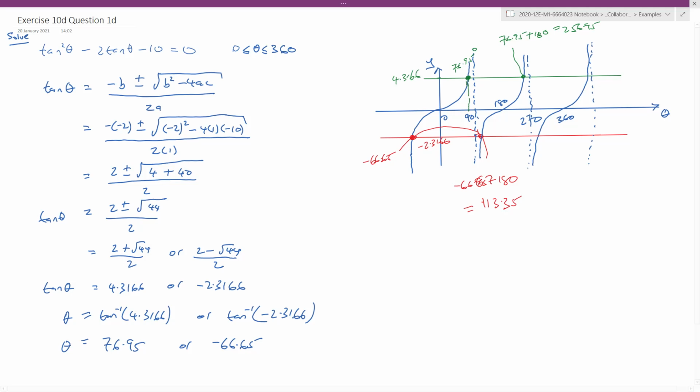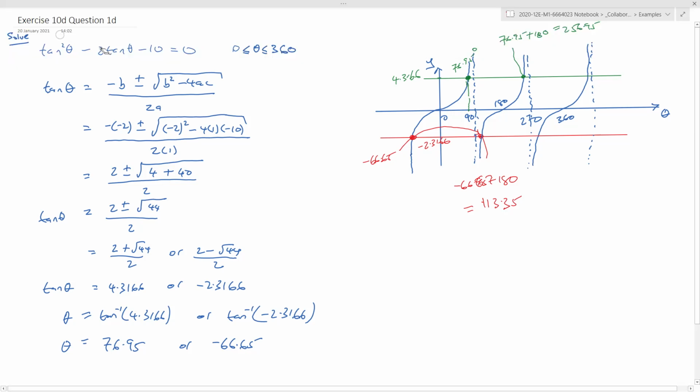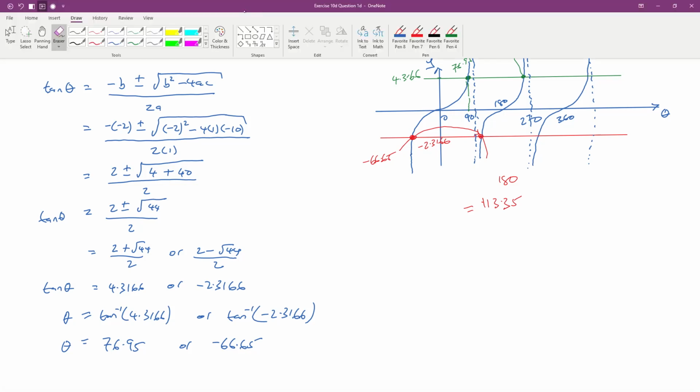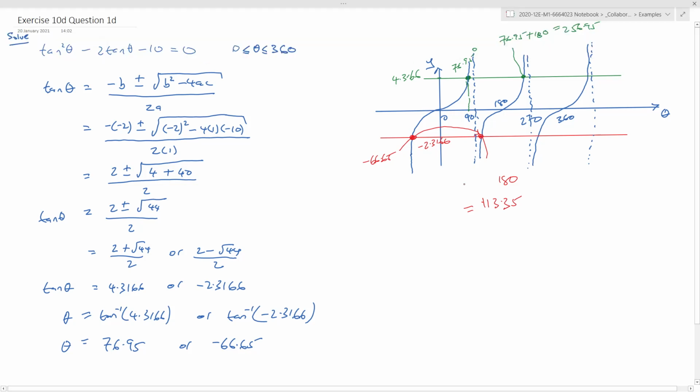I'll just tidy that up, it's a bit messy. So we had minus 66.65 plus 180. That gives you the second answer. But we've got another solution here that falls within the range. It's not up to 360. So again, we go on to there and we add 180 on. 113.35 plus 180 gives me 295.35.